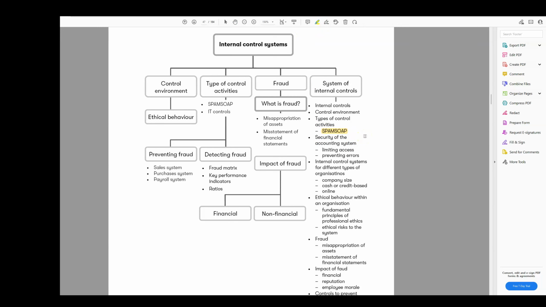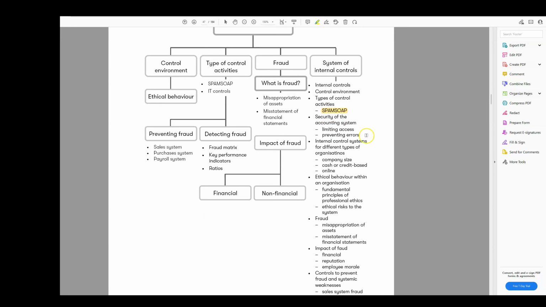Then we have security of the accounting system. So limiting access, preventing the error. So what type of security can we put in place? We can limit the access to every individual in every department. For example, the payroll department: maybe the sales department staff don't need to have access to that department. So for that reason, we can limit the access for the sales or purchasing department to go into the payroll for open access. Then we have internal control system for different types of organizations.